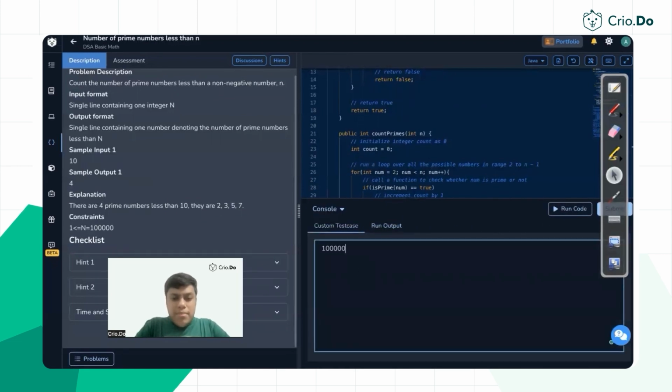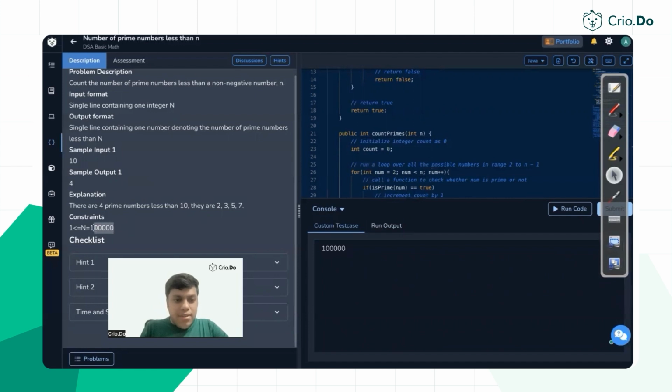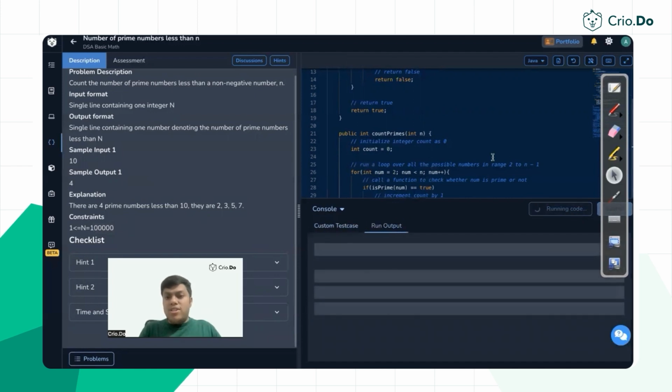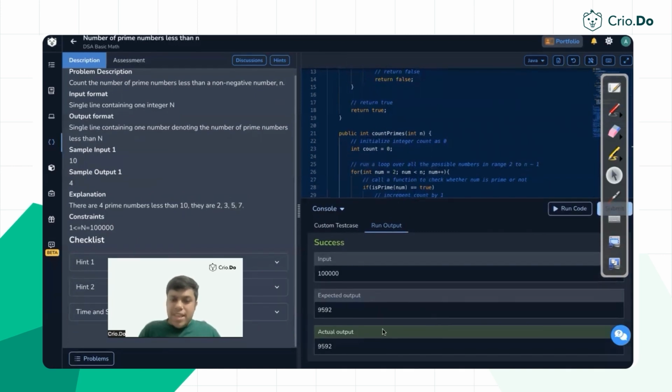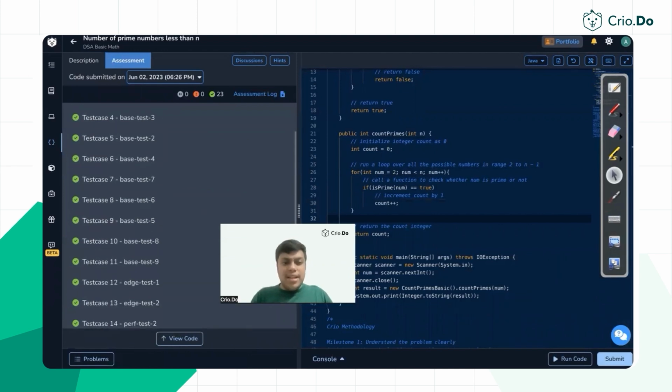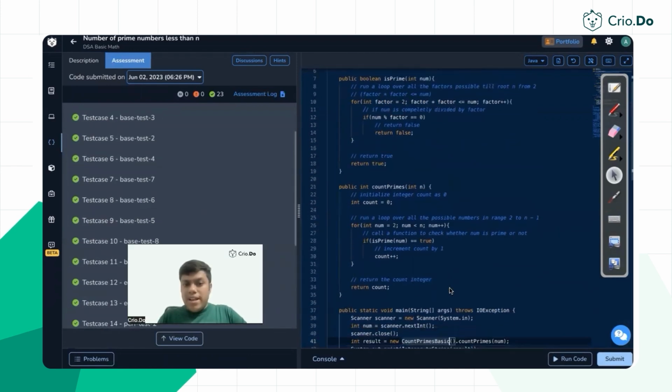What about a very big number, let's say 10 raised to power 5? Let's run this code to check whether our logic gives any kind of runtime error or something. So it is giving me output. Expected output is 9592, and my output is also 9592. Let's submit now to see if it is actually working for all test cases. And yes, it is working for all the boundary cases as well.